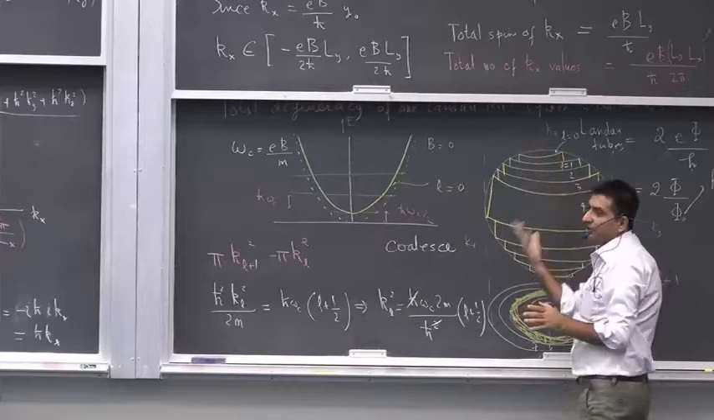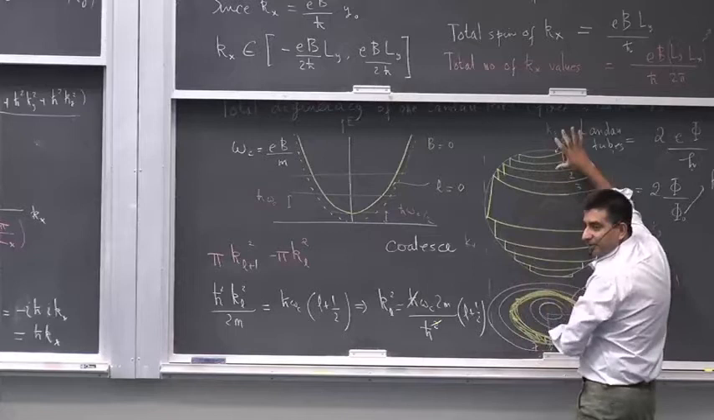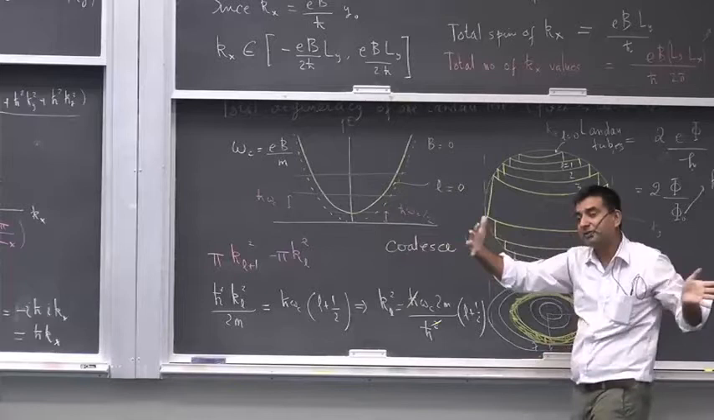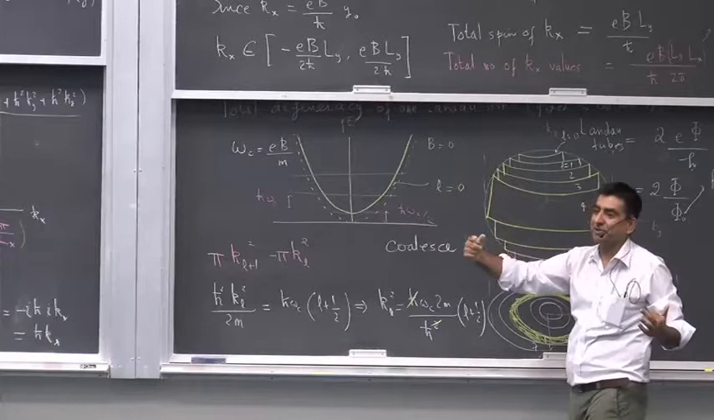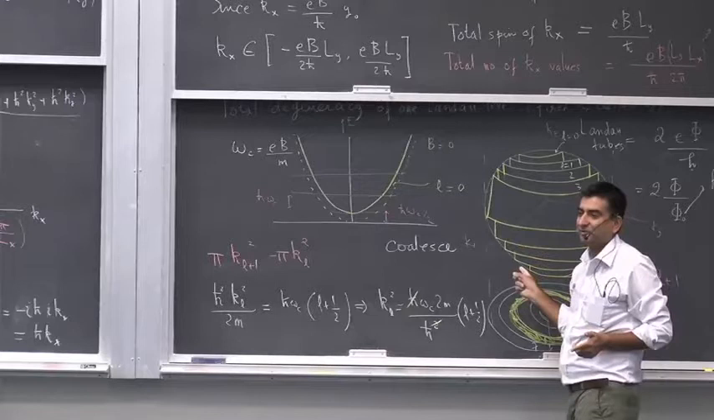So this k space is now quantized in a different fashion. That's also quantized, but the quantization there is because of the finite size of the object. Lx, Ly and Lz quantize the k points because the wave function has to be periodic. The boundary conditions impose that kind of quantization. Here the magnetic field imposes a quantization. That's called the Landau quantization. So now all of those points have coalesced.